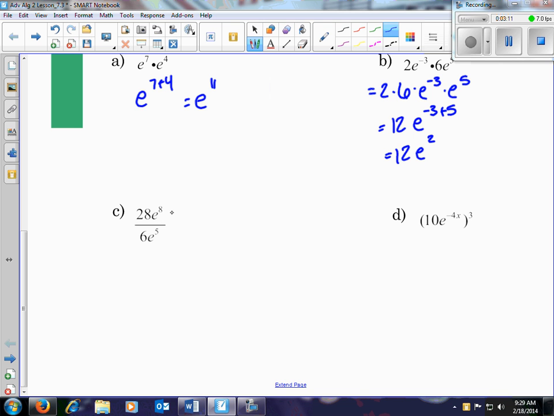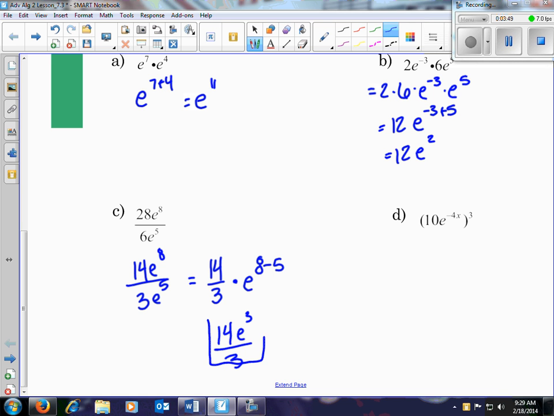Now, the next thing I can do is reduce 28 over 6, and I can divide both of these numbers by 2. So I can reduce this to 14e to the 8th power divided by 3e to the 5th power. Now I have the same bases for my powers, so I'm going to subtract my powers. So this is the same as 14 over 3 times e to the 8 minus 5. 8 minus 5 is 3, so I'm going to have 14e cubed over 3. And then I can just leave it like this because there's nothing else I can do to simplify.